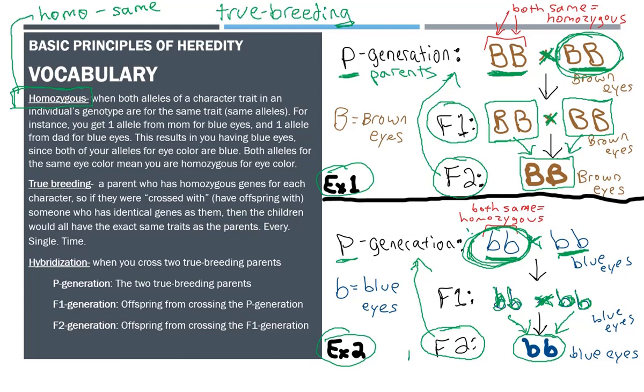Because if you notice, no matter how many times we skip down in generations, we went down to the grandbabies down here, they all end up with the exact same eye color as the original parent, because the parents are homozygous for the blue-eyed allele. Or up in example 1, the parents are homozygous for the brown-eyed allele, and their grandchildren end up with the exact same thing. So that's why they're called true breeding, because their genotype stays true throughout their children and their grandchildren and their great-grandchildren, etc.